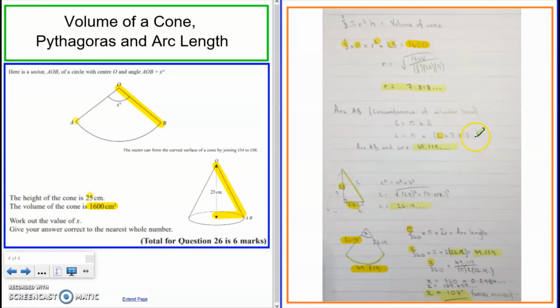There are, of course, other ways to approach this question in order to obtain your answer of 107 degrees, but whichever way you approach the question, this is the answer that you're looking for. 107 degrees will get you full marks.